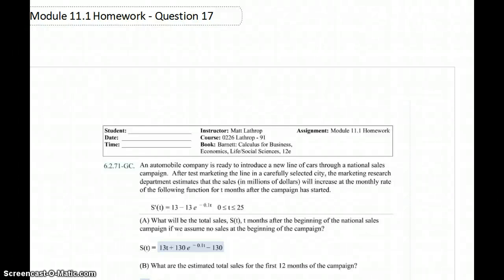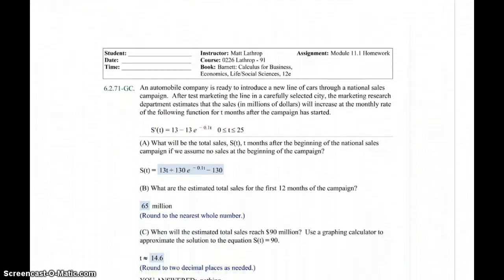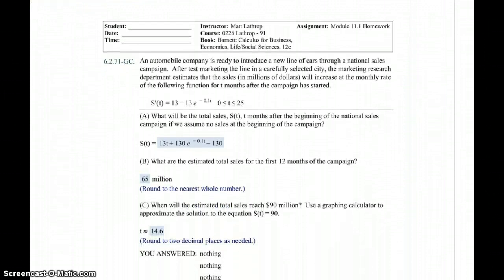Let's take a look at question 17 from the module 11.1 homework. Keep in mind with any of these, numbers are going to be randomized, so you're going to end up with a slightly different problem when you attempt to work on each of these. But in this problem, we've got an automobile company that's ready to introduce a new line of cars.